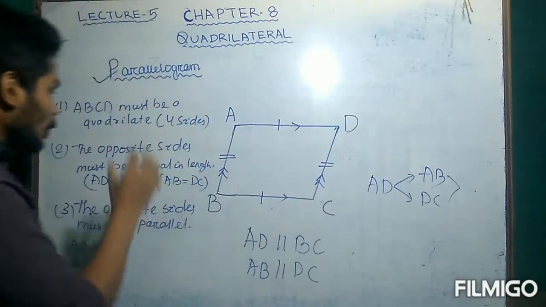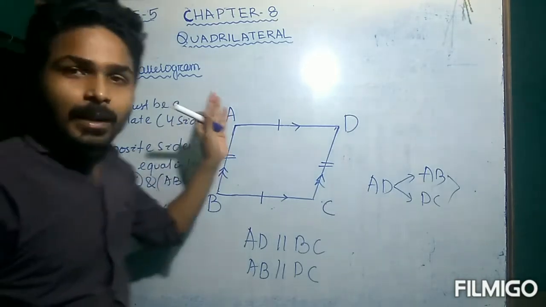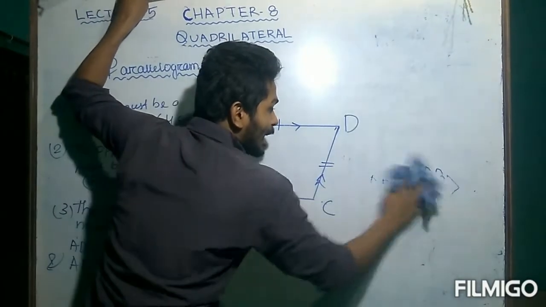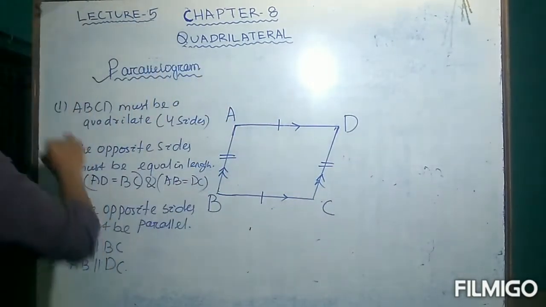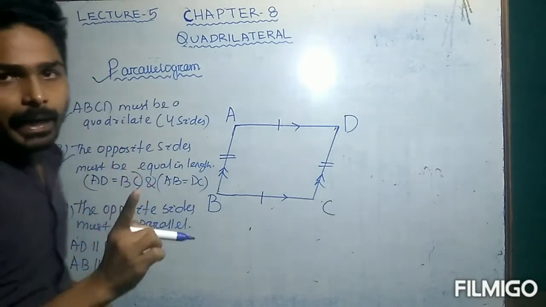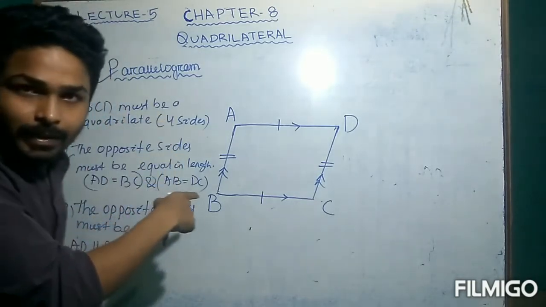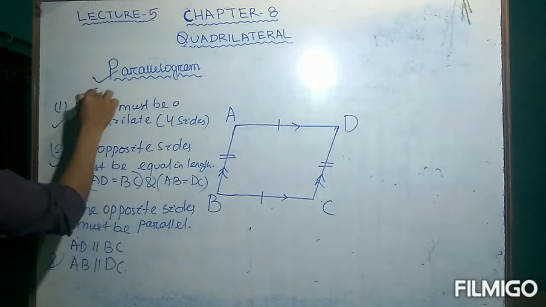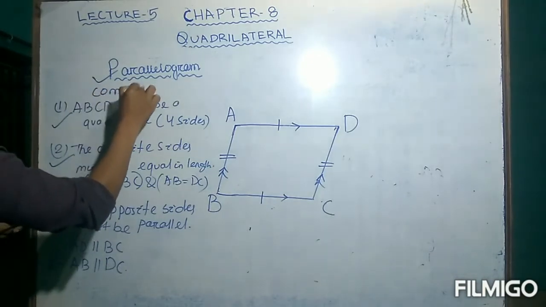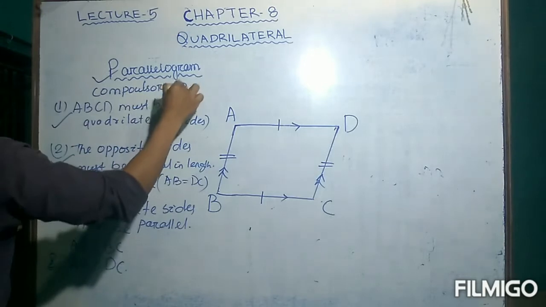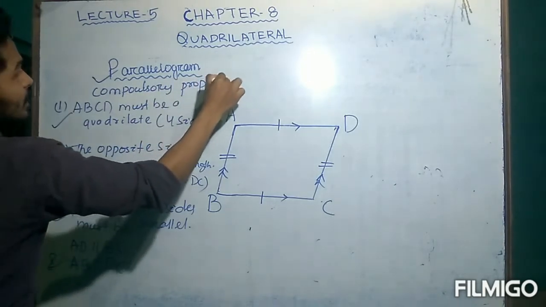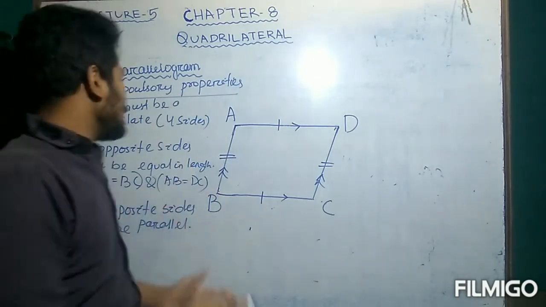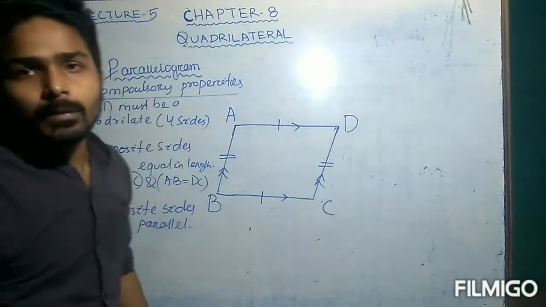Understood? So this is the most important condition in order to be a parallelogram. So we now know how to identify a parallelogram. In order to be a parallelogram, these three conditions must be satisfied. If any one condition is skipped, then it can never be a parallelogram. Understood? So these three properties are the compulsory properties. All these three properties must be satisfied in order to be a parallelogram. Every quadrilateral, if it satisfies all three conditions, then it will be a parallelogram.